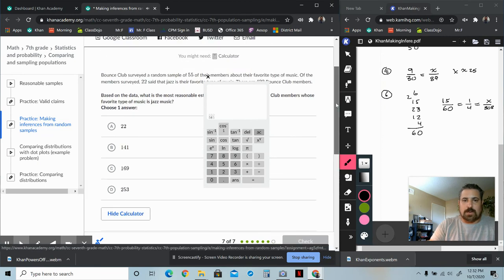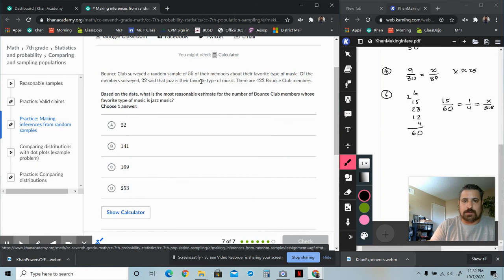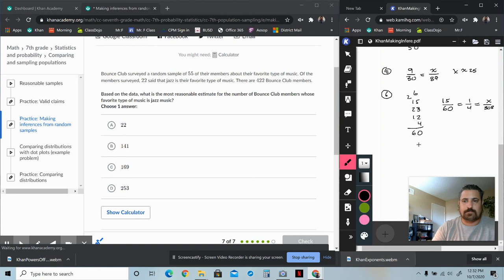Okay, the next one that we're doing says Bounce Club. Bounce Club surveyed a random sample of 55 of their members about their favorite type of music. Of the members surveyed, 22 said that jazz is their favorite type of music. There are 422 members of Bounce Club. Based on the data, what is the most reasonable estimate for the number of Bounce Club members whose favorite type of music is jazz? Okay, so out of the 55 members surveyed, 22 said jazz is their favorite.